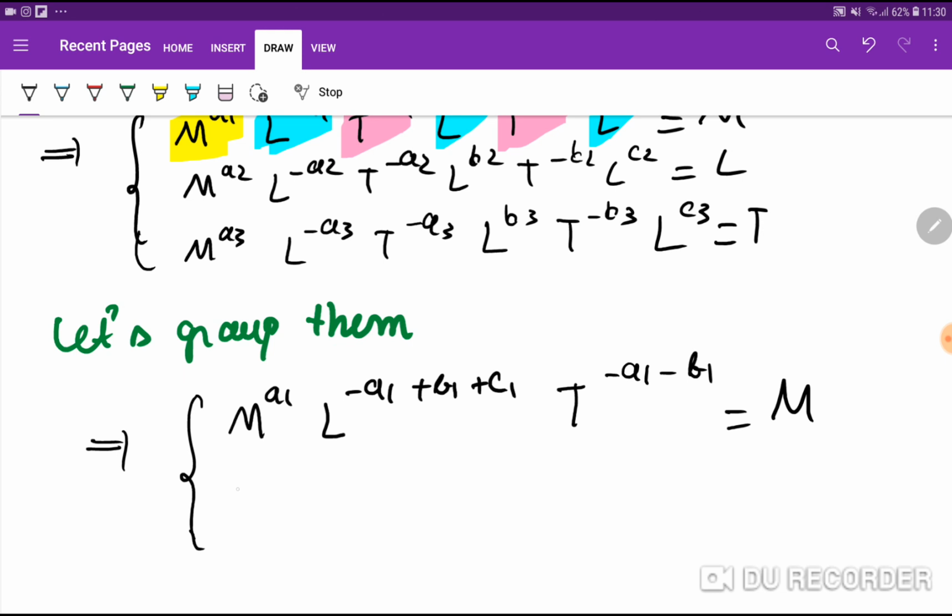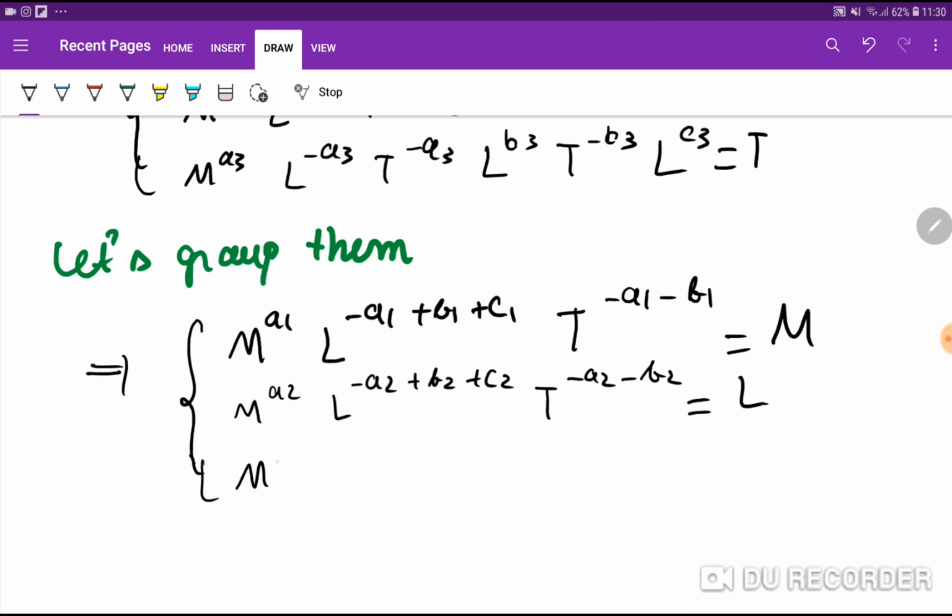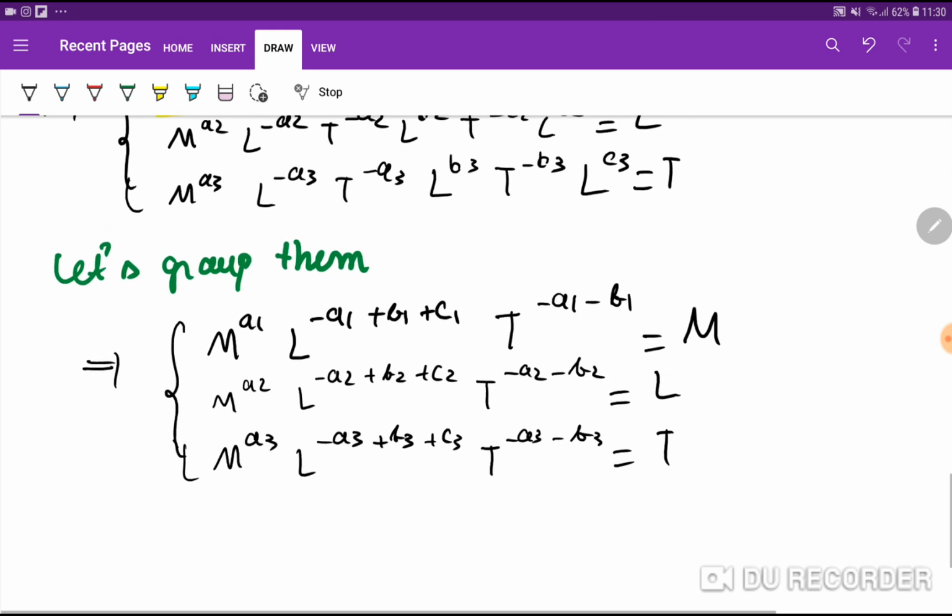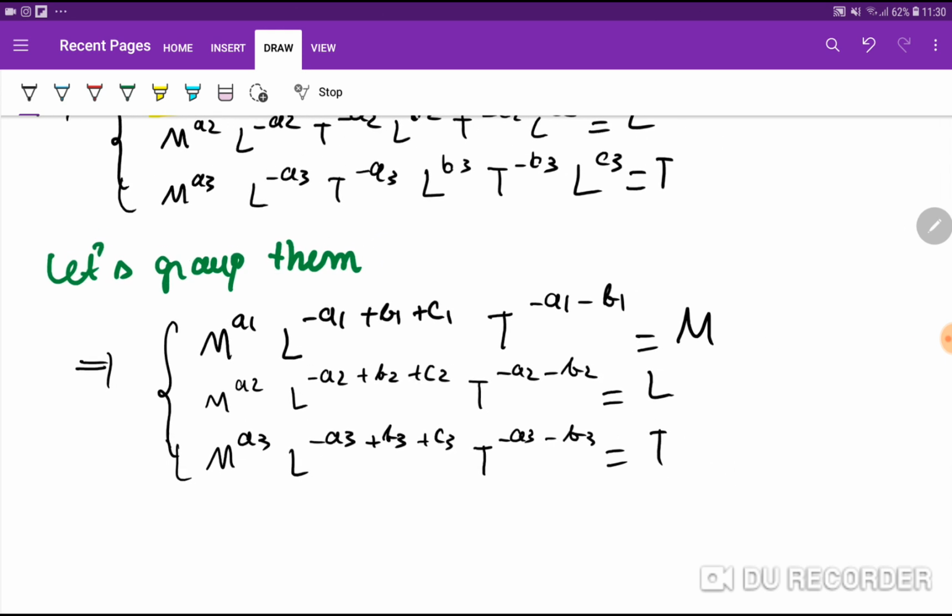Similarly, you can do the same thing, just relate A1 with A2, B1 with B2, C1 with C2 equal to L, and then replace with A3, B3, C3, T to the negative A3, negative B3 equal T. So how can we find these numbers? Now, you see, two of them have to be equal, right?